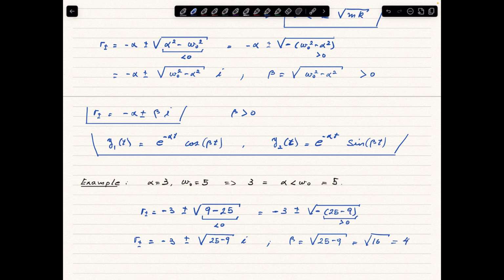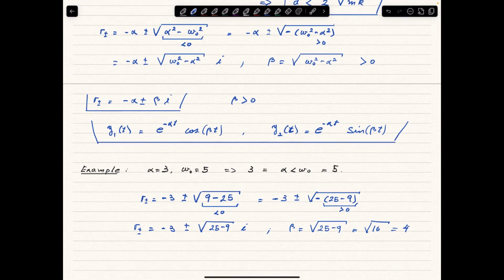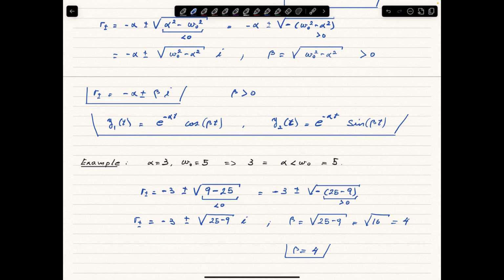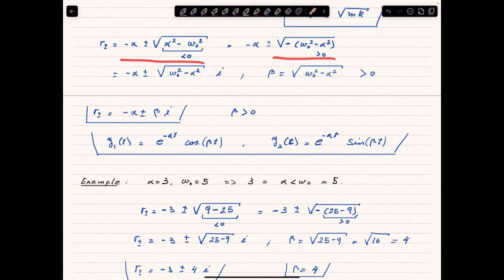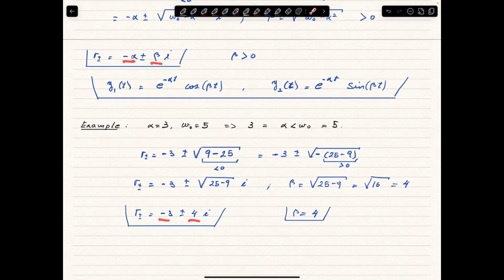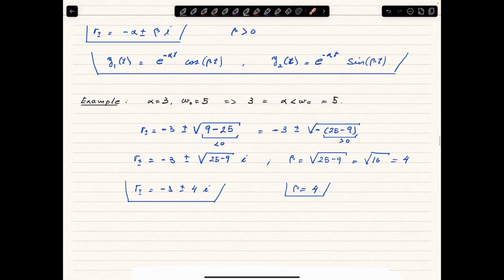So you see beta is going to be a positive number. Beta in this case is 4, which we said is going to be positive, and it is. And now the roots are simply negative 3 plus minus the beta, which is 4 I. So we are not doing anything strange when we rewrite the roots in this way. It's just to write it down in terms of something that is strictly positive, and then we call all that thing a number, and the roots are going to be a complex value with real part and imaginary part.